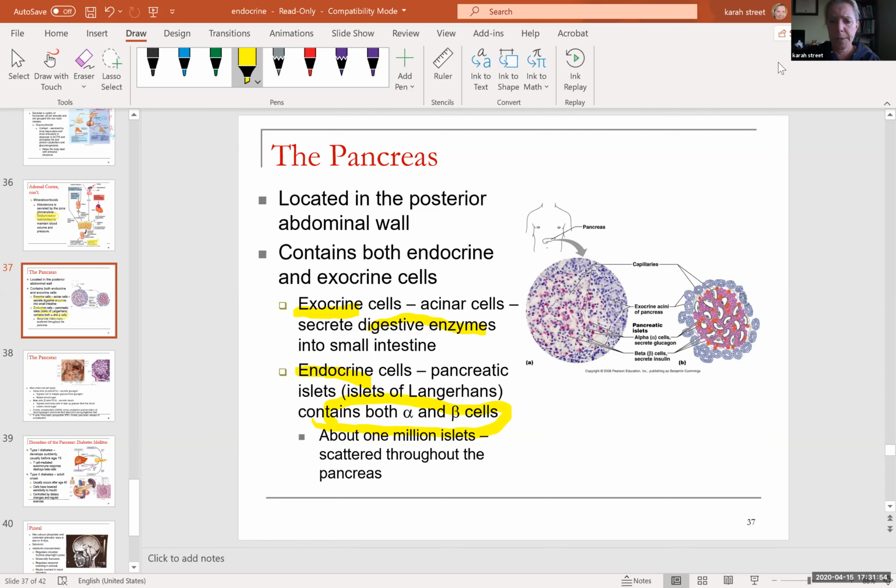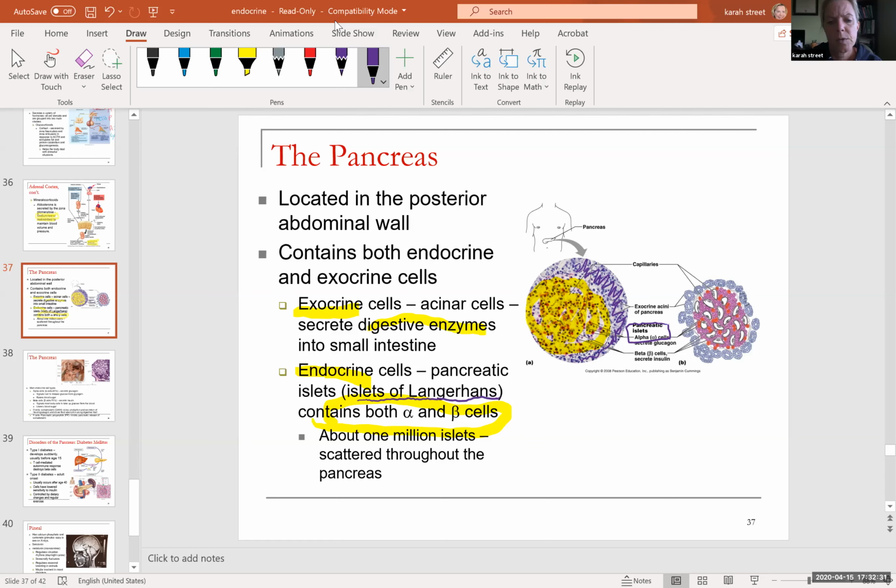And the endocrine part, we can actually see histologically. These small little areas that stain differently compared to the outer area that seems to stain much more dark. And those lighter areas are called pancreatic islets. And that's the endocrine portion of the pancreas. The pancreatic islets, an old term for them, are islets of Langerhans. And there are different cells in there.